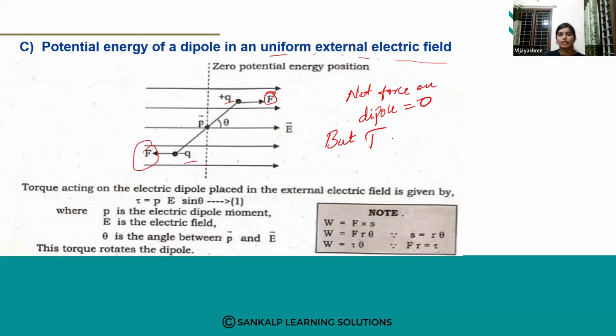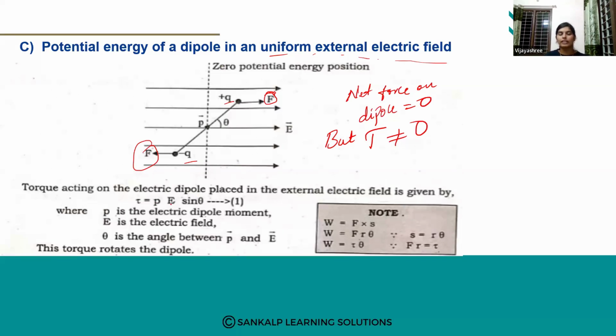But torque is not equal to 0. Why? Even though net force on the dipole is equal to 0, torque is not equal to 0 because the forces are acting on different points. The forces are not acting along the same line. That's why torque will be there on the dipole. So that torque is given by P into E into sin theta.